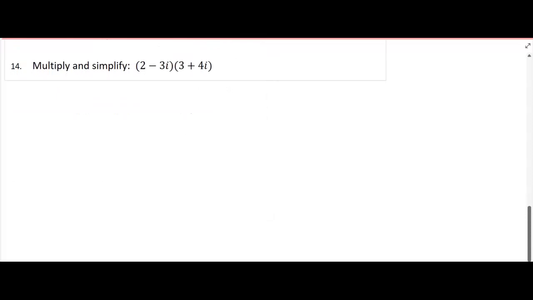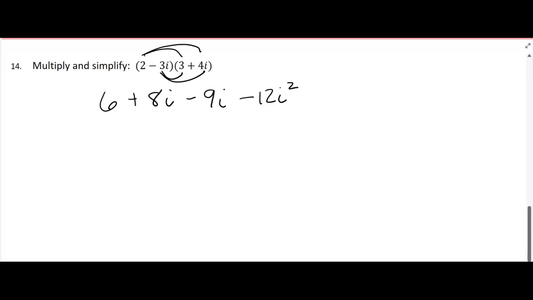Multiply and simplify. This is a foiling thing. 2 times 3 is 6. 2 times 4i is 8i. Negative 3i times 3 is negative 9i. And negative 3i times 4i is negative 12i squared. Sometimes people forget to put the square, and then that's going to be a problem.